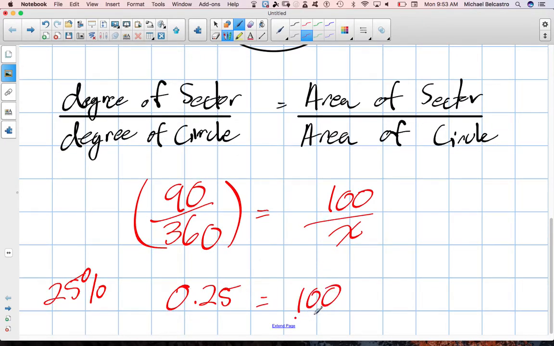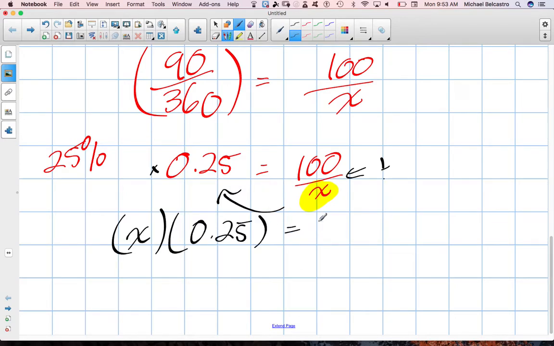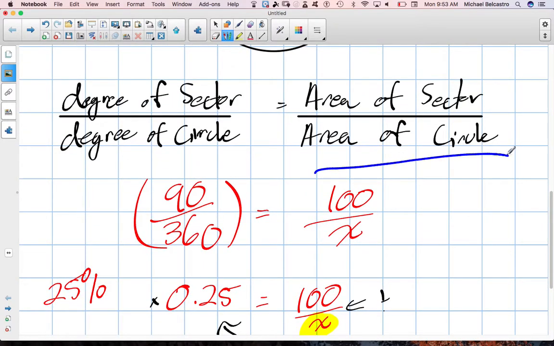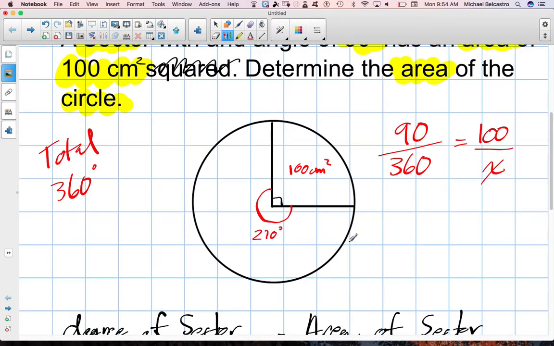Is equal to 100 over x. Well, we need to isolate for x, because it's division on this side here. Because that's a division side, when we go to bring it over, we're going to have to multiply. So we're going to get x times 0.25 is equal to 100. What does this mean as a general statement? Well, remember, x was the area of the circle. The area of the circle times a quarter is equal to 100. That's right. The area of the circle, 1/4 of it is 100 centimeters squared.